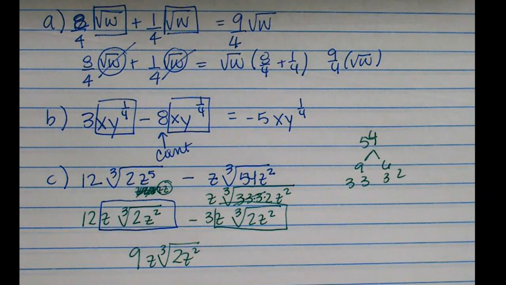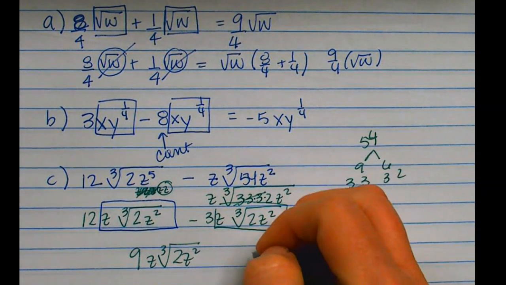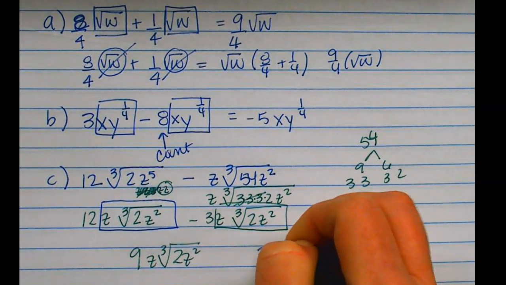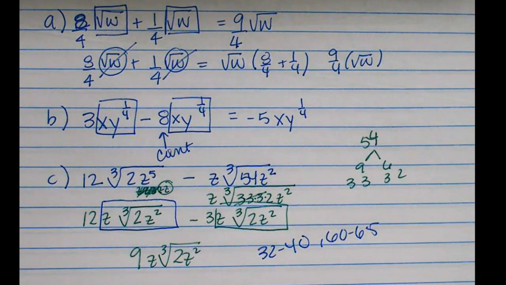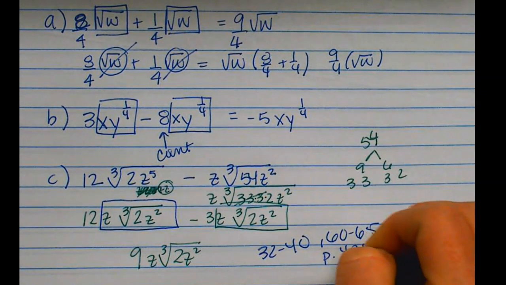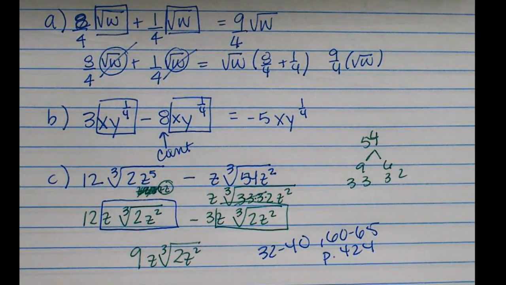But here's your homework. This is due Monday, not tomorrow. This is the last of 6.2. So it's 32 through 40. That's about 8 problems, and then 60 through 65. So just write them carefully. This is page 424. Just write them carefully because there are a lot of small details that have to be right for the problem to be right. But it's totally manageable if you know the rules set up.